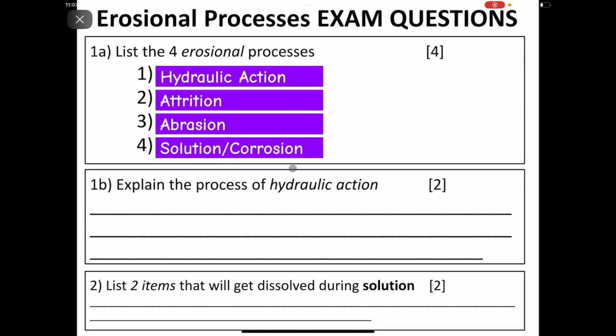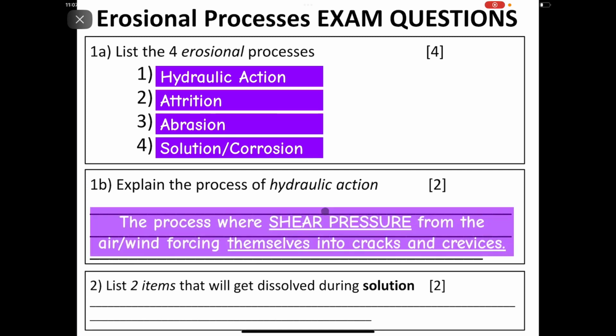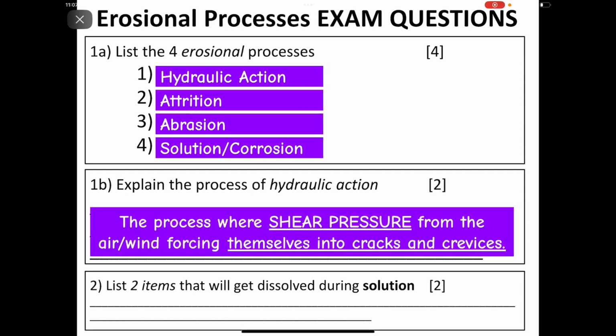Very often they ask you to explain a process. So if we're talking about hydraulic action, remember the keyword shear pressure. The bits that are underlined are the bits you probably want to include in the answer, because that's where the 2 marks come from. So the shear pressure from the air or the wind forces itself into the cracks and crevices, causing the rocks to split. I should have probably put that on there as well.